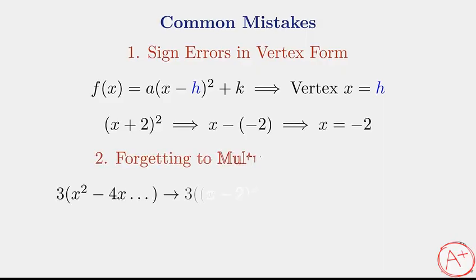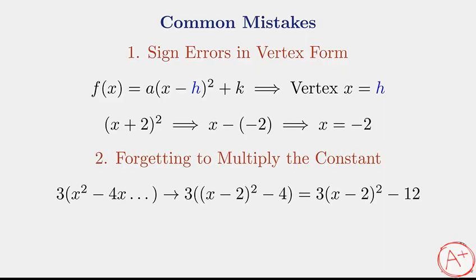When completing the square, a frequent error is forgetting to multiply the subtracted constant by the factor a outside the bracket. In our earlier example, negative 4 inside the bracket had to be multiplied by 3 before combining it with the outside constant.